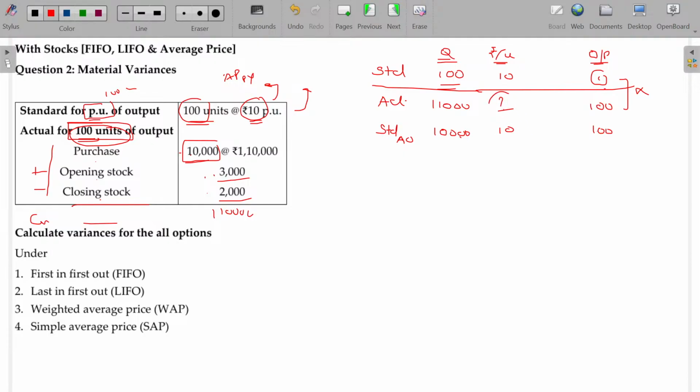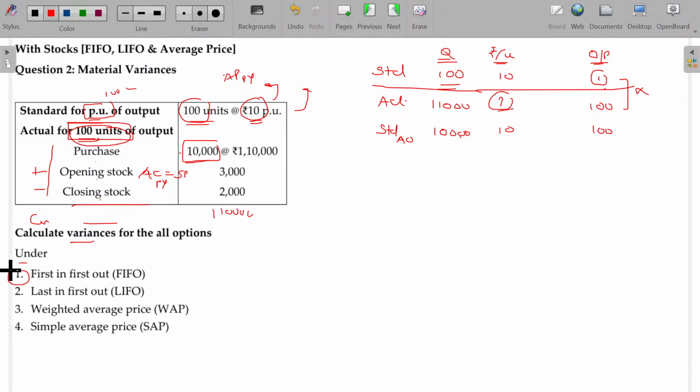Sir, why don't we know this value, sir? Because opening stock is nothing but previous year purchased item. The actual price for this being standard price. As I already told you, opening stock is nothing but previous year information. The actual cost of the previous year is equal to the standard price estimated for the current period. Now, calculate the variances for all the options under first in first out model.